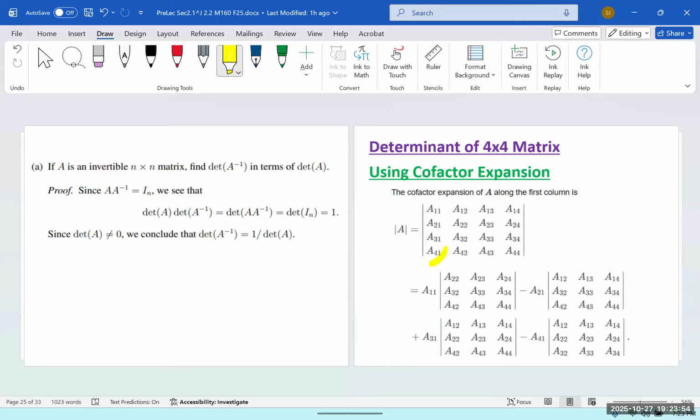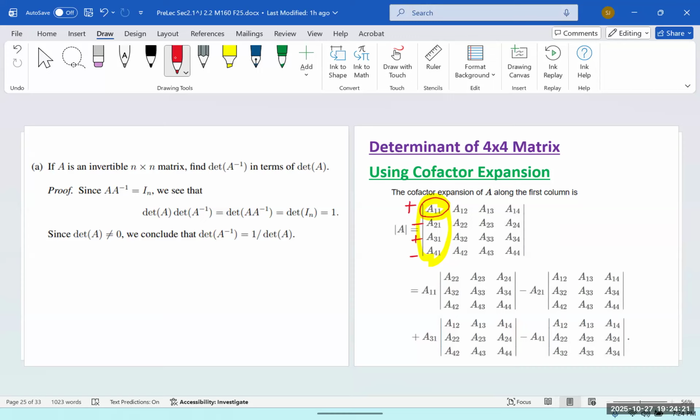In this example, they chose column 1 and they expand around that column. So they took the first element, and here the sign does matter. The first one is positive, then negative, then positive, then negative. Always positive and top left. You start with positive always, and then the sign alternates. So you take the first element.